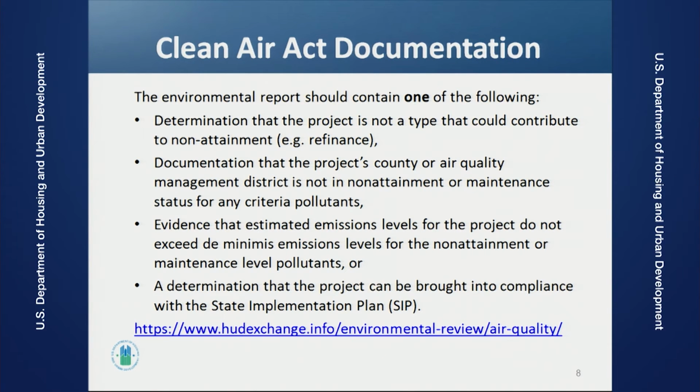And wrapping this one up, these are your options for documenting compliance with the Clean Air Act. If your project is a straight refinance or just a rehab, then a simple determination that this isn't the type of project that could contribute to non-attainment is going to be sufficient. If it is new construction or a conversion, but the project is in an attainment area, you'll just need documentation that the county or locality is in attainment for all criteria pollutants. And finally, if it's new construction or conversion that is also in a non-attainment or maintenance area, then you'll want to work with technical support to document that the project's emissions will not exceed de minimis levels or can be mitigated to be brought into compliance.